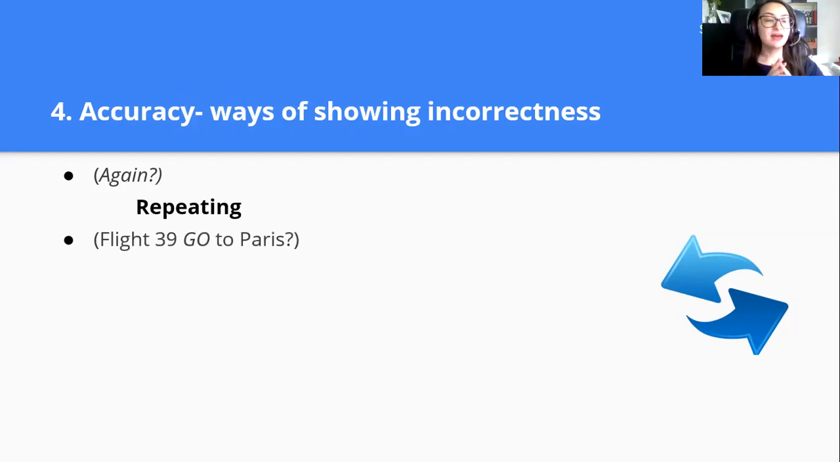It's quite easy. Another strategy that you can use is echoing. Some of you might have heard it. Echoing means using your questioning or raising intonation to single out the mistake in a sentence. So you can say this: Flight 39, go to Paris? By raising your intonation with go, you're actually singling it out. That's where the mistake is. And the students will be able to self-correct the mistake.